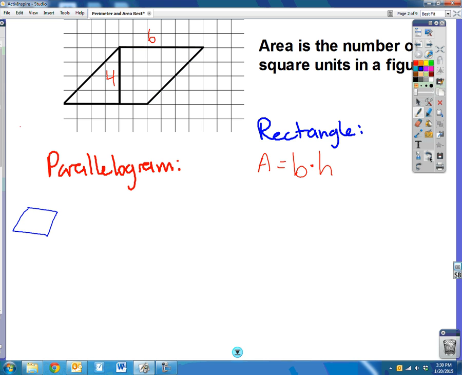We have to look at the base and the height. And the base and the height are always at a 90-degree angle to each other. And so the base is 6, the height is 4, it's still going to have an area of 24. And so the area for a parallelogram, also base times height. We just have to be careful that the base and the height are at a 90-degree perpendicular angle to each other. All right, we've got two formulas then. Rectangle, area equals base times height. Parallelogram, area equals base times height.